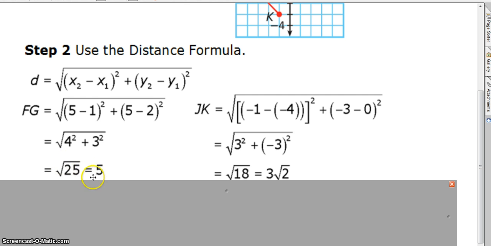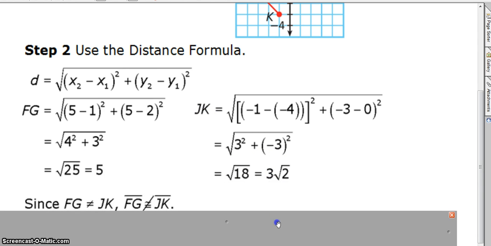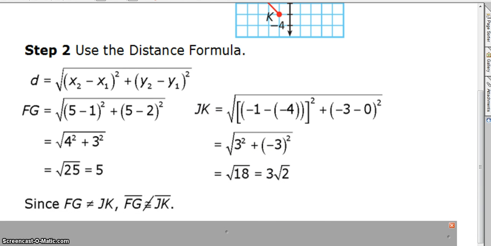Again, we're taking the principal root because this is a distance, so of course we wouldn't have a negative distance. And the square root of 18 has a perfect square factor. What is the perfect square factor in 18? 9. So the square root of 9 is 3. Pull that out, and we have a distance of 3 times the square root of 2. So can we say that FG, with a length of 5, is congruent to JK with a length of 3 square root of 2? Nope, they are not congruent.